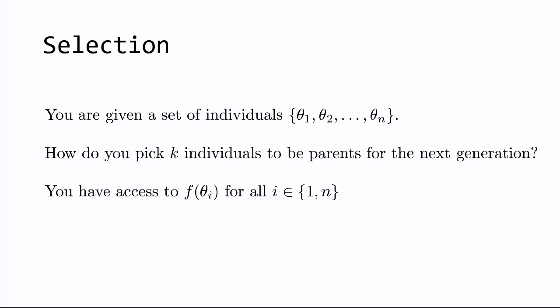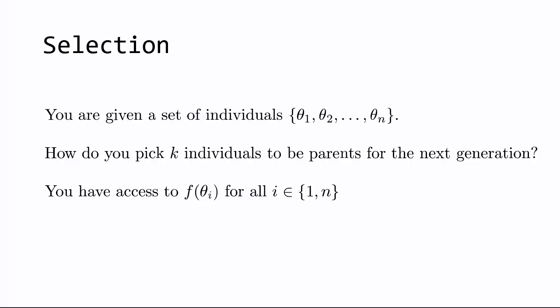So these are just random binary strings, whatever you want to call them. They're a bunch of individuals. And the question that we have to ask when we're trying to perform selection is, how do you pick k of these individuals to be the parents for the next generation? So k could be equal to the population size, so k could be equal to n, or k could be 10, and k could be really small, where it's just a small subset that you're trying to pick to be the parents for the next generation.